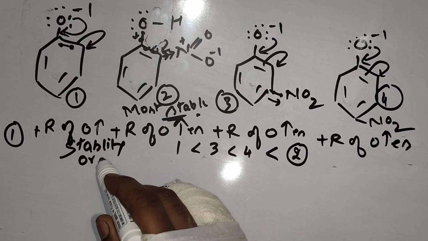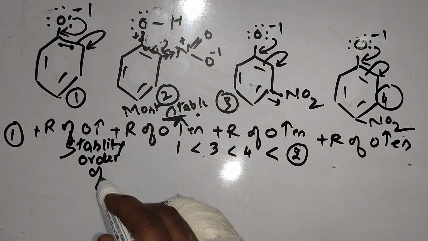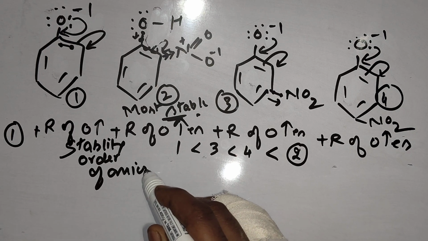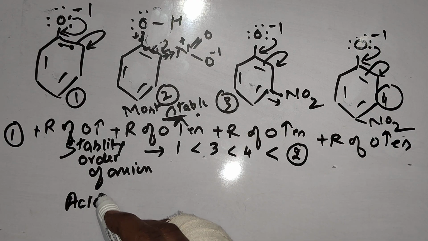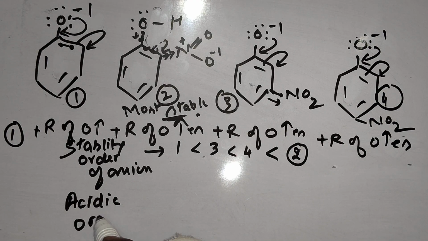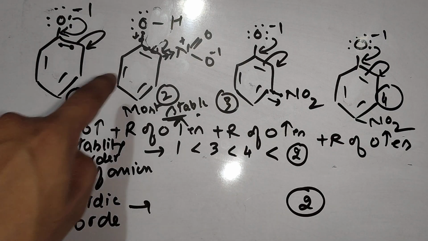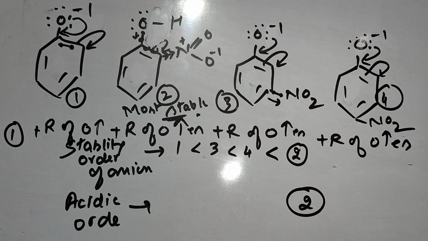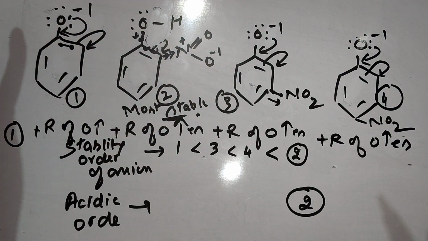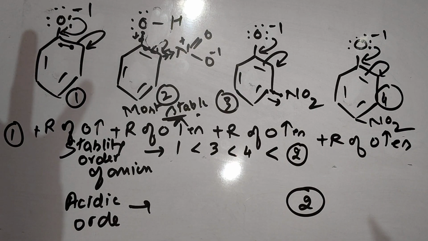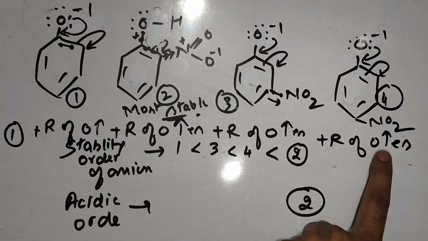Stability order of anion, increasing order. And if I write now the acidic order, it will be the same. The second compound, ortho-nitrophenol, will be most acidic because after loss of H positive, I will get the most stable anion. So it will be ready to release H positive, and if it is ready to release H positive, it will become most acidic. Followed by the fourth one.